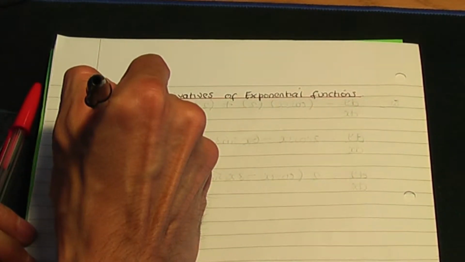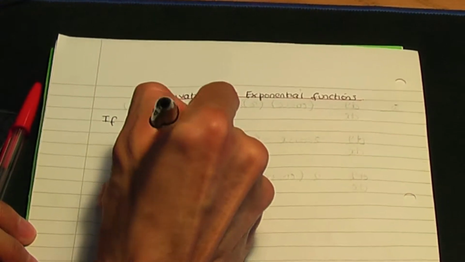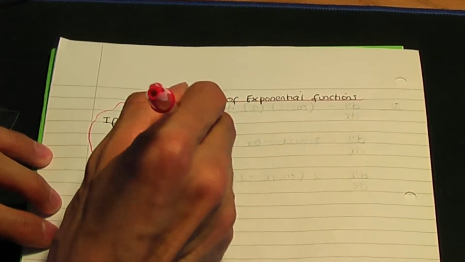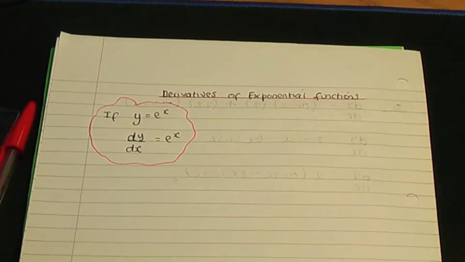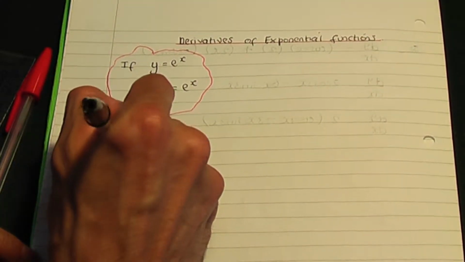Let me first give you the standard result. So if y is equal to e to the power of x, dy over dx is e to the x. Okay, so that's the standard result for when you differentiate the exponential function e to the x. Let me also give you an additional result.